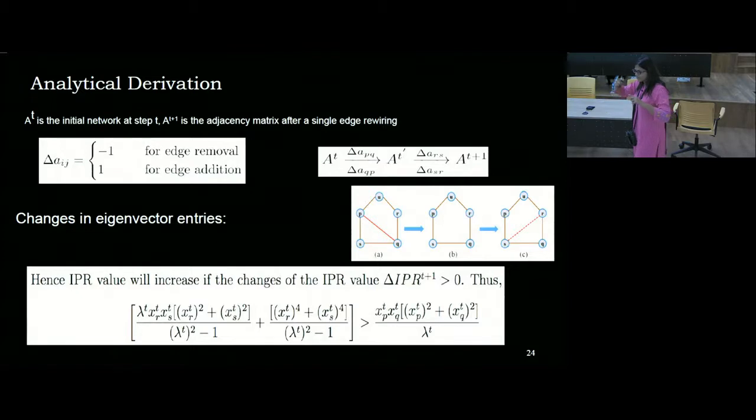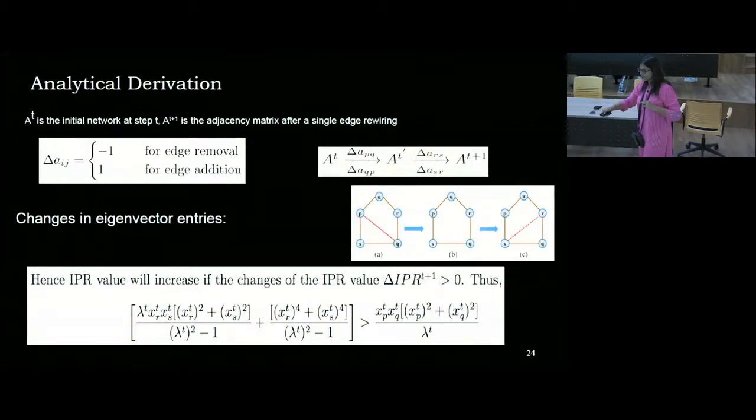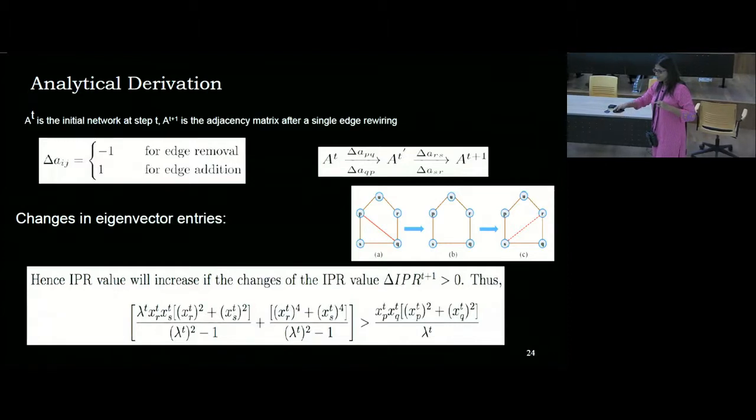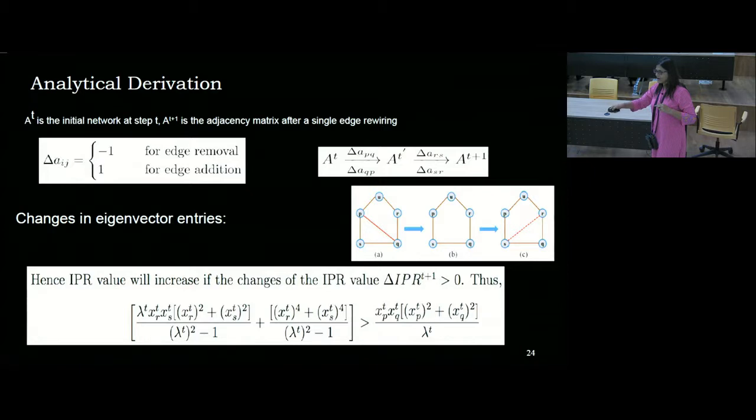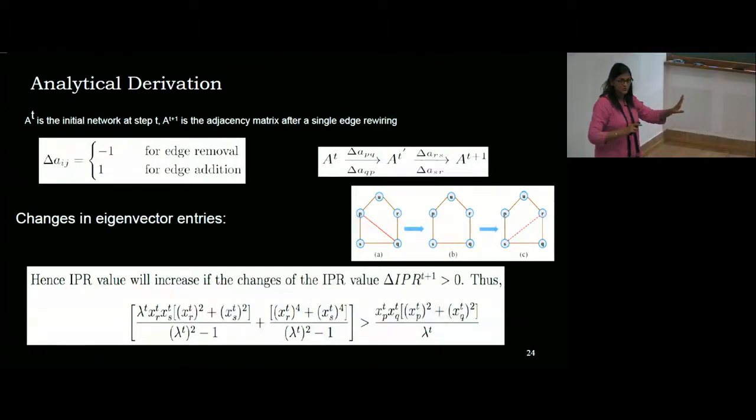So each time you select a pair of nodes P and Q such that it follows this condition. So P and Q is selected and R and S is connected. So here we are removing and here we are adding. And which pair of nodes has to be selected? That is based on this expression. There may be more than one pair of nodes, so there is no unique solution. Any pair of nodes which follows this expression, if we rewire, then we get an increase in IPR.